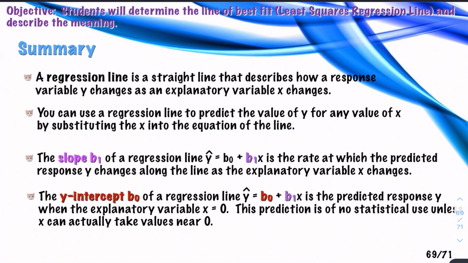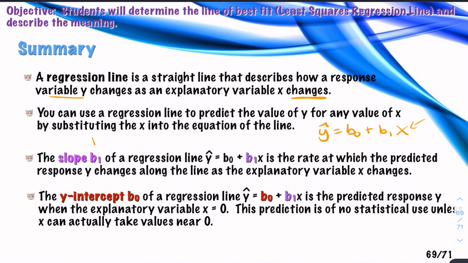So just in conclusion, to wrap this all up, put a nice little bow on it. A regression line is a straight line that describes how a response variable, the y, changes as the explanatory variable x changes. You can use a regression line to predict the y value for any value of x by substituting the x into the equation of a line. Think y hat equals b0 plus b1 x. We are plugging in the x to see what the y is.